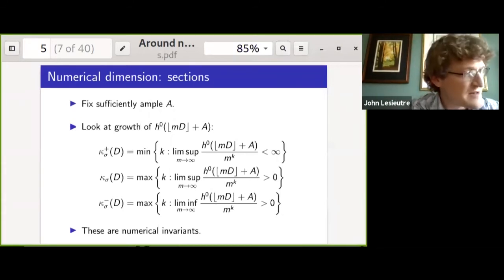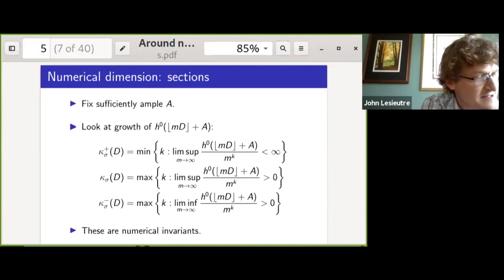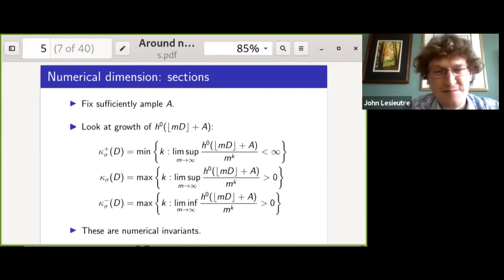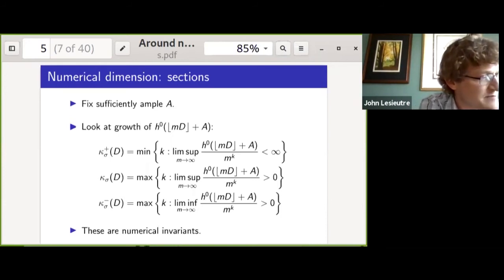So let me just draw a plot of the kind of thing that could happen. So maybe here's a constant times m. Sorry, I'm not going to use this too much. I apologize, it's so small. Here's a constant times m squared.